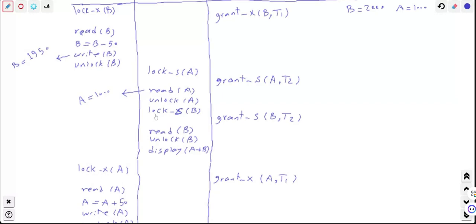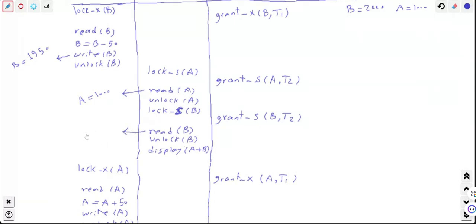Then T2 sends another shared mode request on B. Here is a shared mode request on B because transaction T2 only reads A and B, so its request is in shared mode. And concurrency control grants this shared mode lock on B for T2. Then T2 continues and reads B, unlocks B.